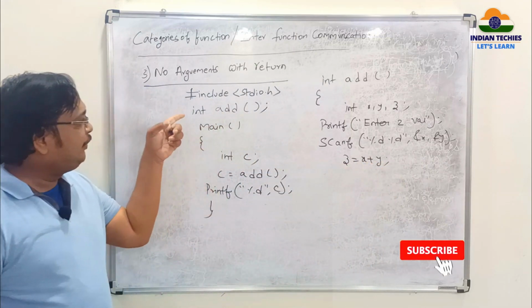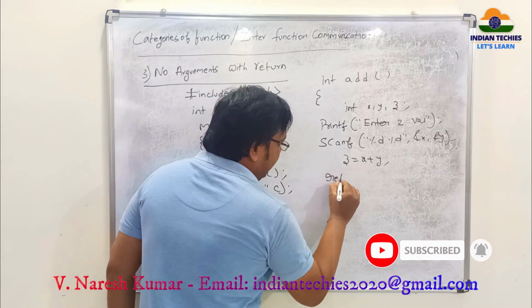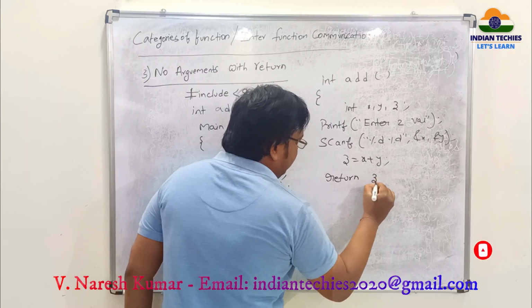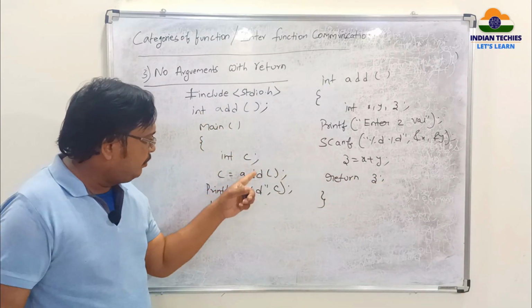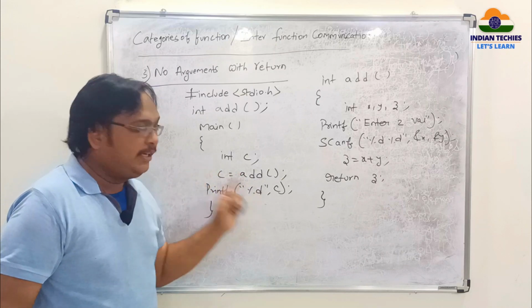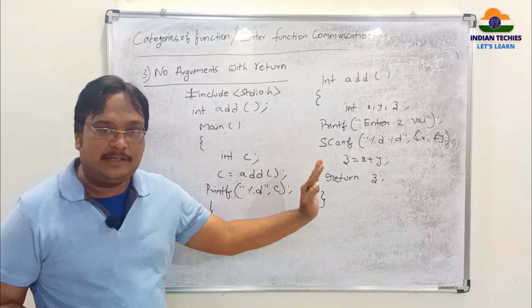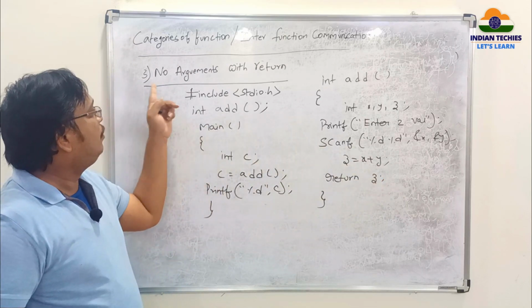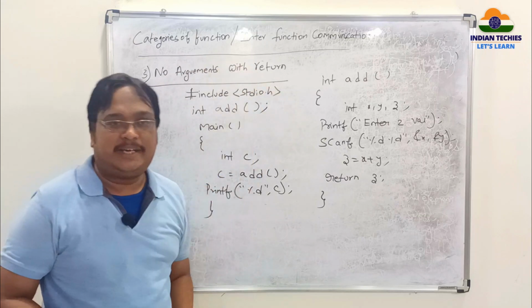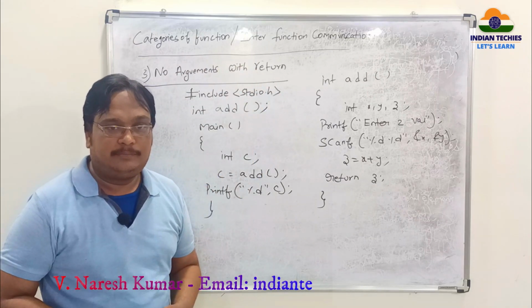Since you have to give the return, you return this. You can write return z. Close this. So what happens? This calculated value goes and is stored in c and it will print the result. Main will not send you any values, but you have to send one value back to the main. That is no arguments with return. This is how you write the third method.